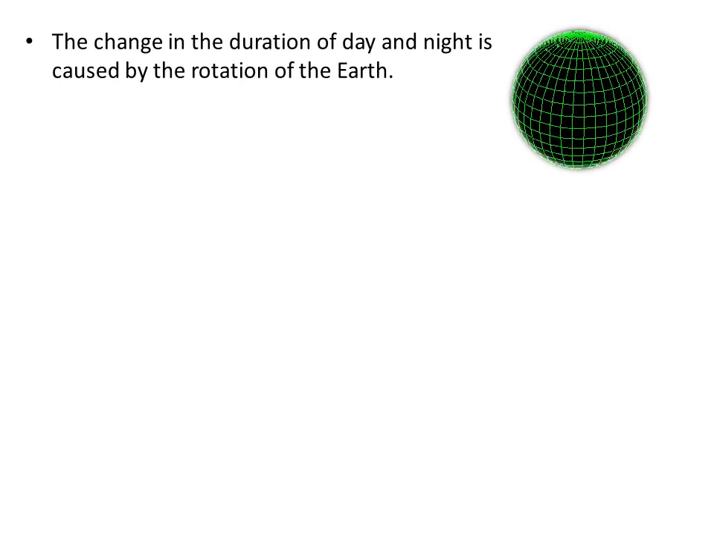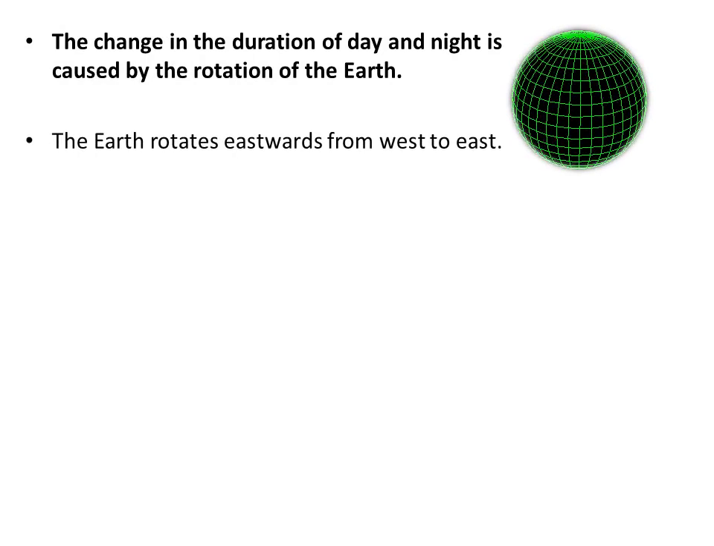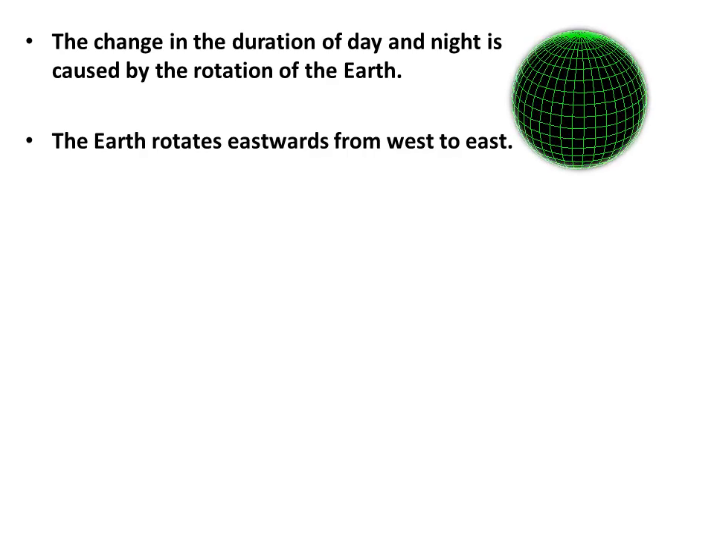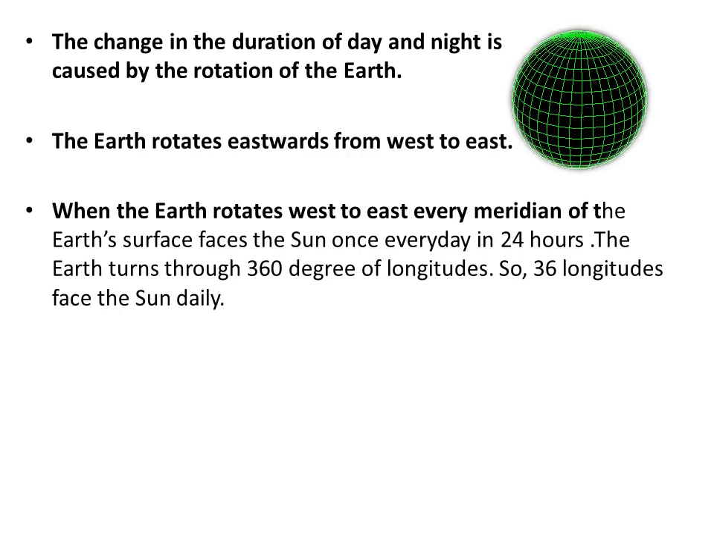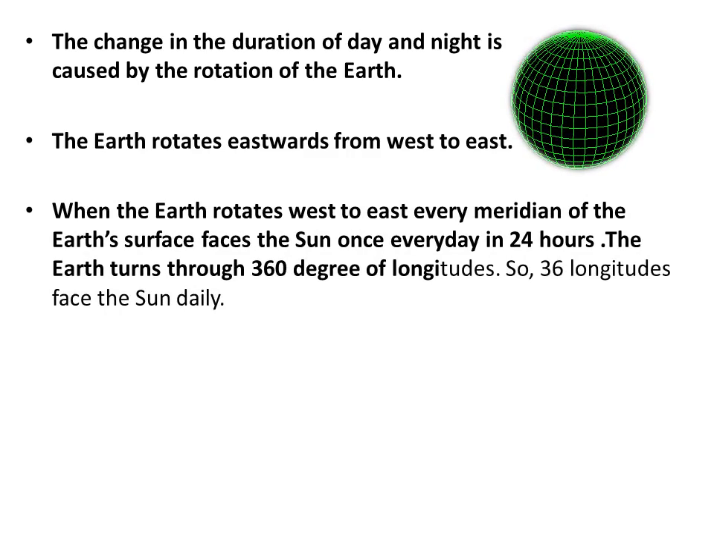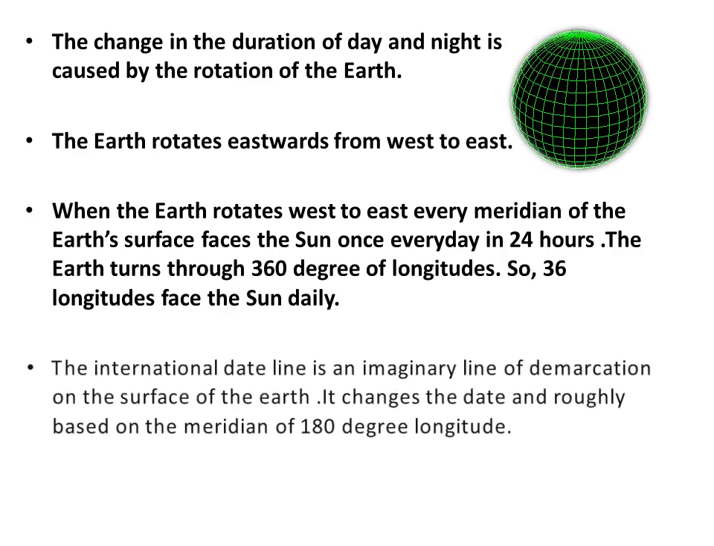The change in the duration of day and night is caused by the rotation of the earth. The earth rotates eastwards, from west to east. When the earth rotates west to east, every meridian of the earth's surface faces the sun once every day in 24 hours. The earth turns through 360 degrees of longitudes, so 360 longitudes face the sun daily.